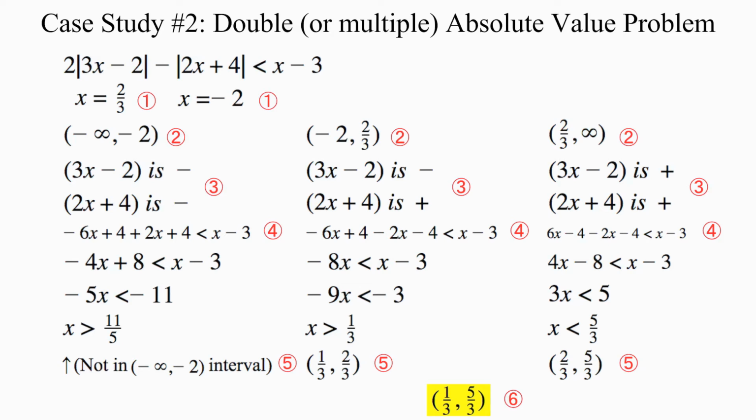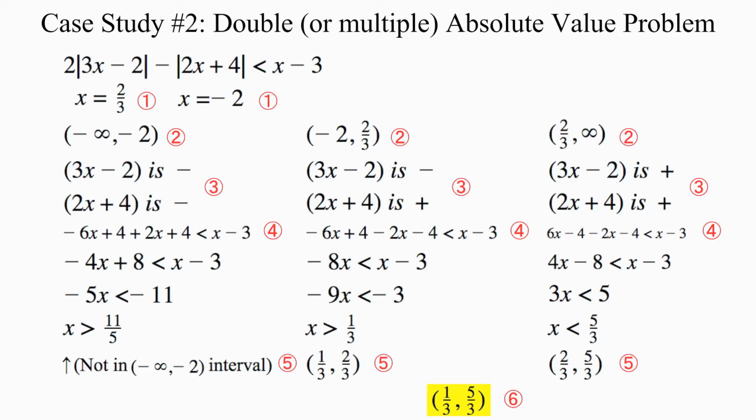So solving for all of them, we get x is greater than 11/5 for the first interval, x is greater than 1/3 for the second interval, and x is less than 5/3 for the third interval. So step 5 is making sure that our solutions lie within their given intervals. Remember, we set intervals in step 2.